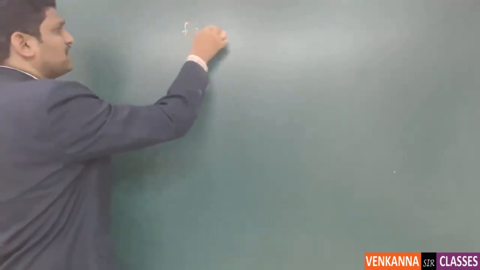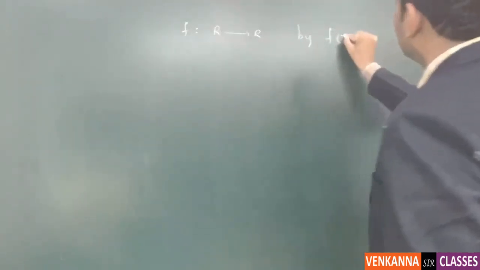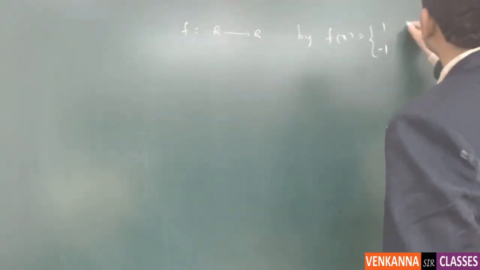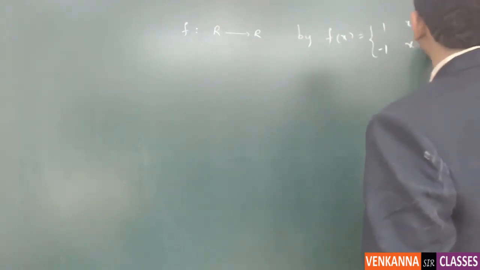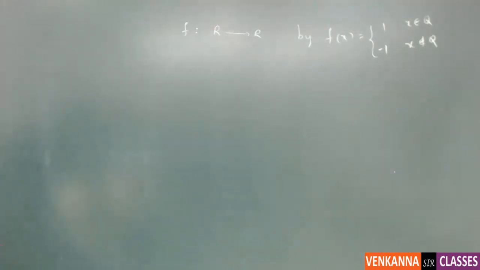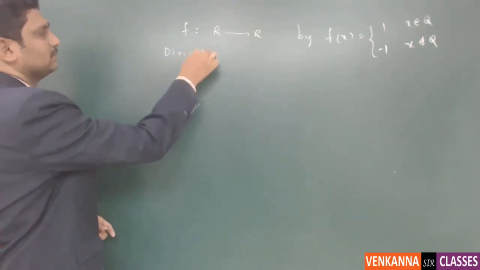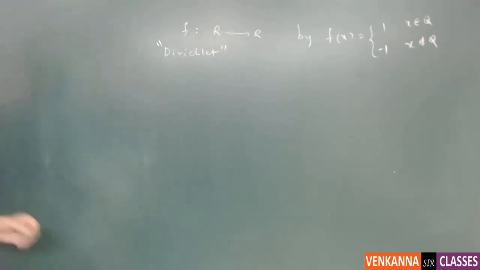I think this is one example given in the previous year papers. The function f is defined from R to R by f of x is equal to 1 if x is rational, and minus 1 if x is irrational. This is the definition of the function given there. Take a note of it. This type of function has a special name. We call it the Dirichlet function. This function was discovered by the mathematician Dirichlet.